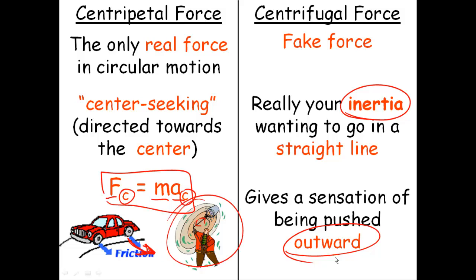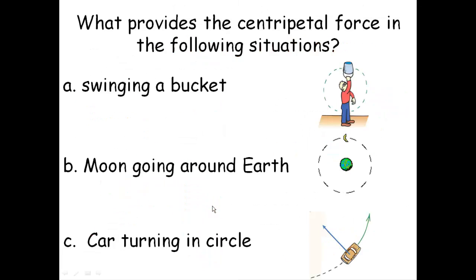Remember this bucket right here. Which way would the bucket go? You see, the centrifugal force makes you feel as if you're going outward. But if you let go of that rope, the bucket will actually go in this direction. It will go tangent to the circle of its orbit. That outward is the centrifugal force. Remember, that doesn't exist.